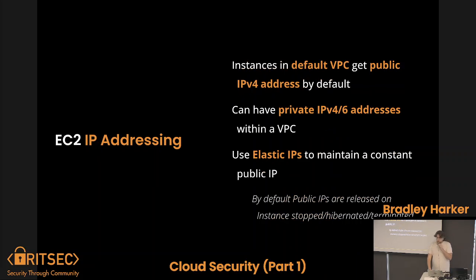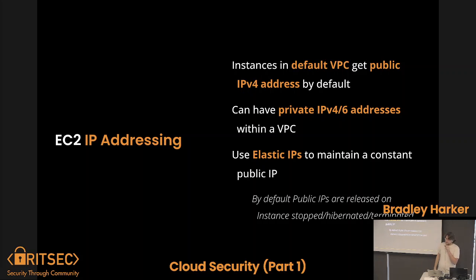EC2s receive IP addresses in different ways. So if you deploy your EC2 in the default VPC, you don't create one, you just deploy it in the default AWS VPCs, they will get a public IPv4 address by default. This means that your EC2 instances are now exposed to the internet by default. So if it's an internal instance, you probably want to create your own VPC first to make sure that you're not accidentally exposing this.